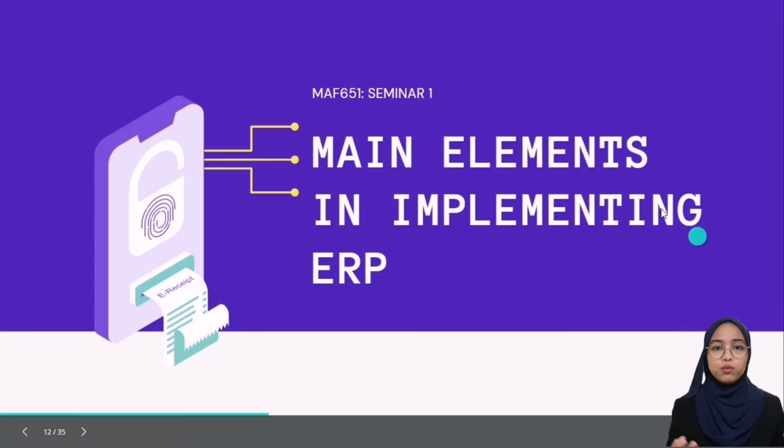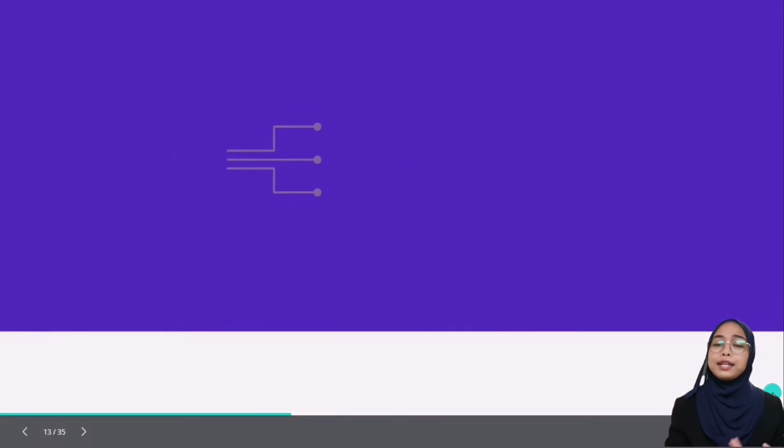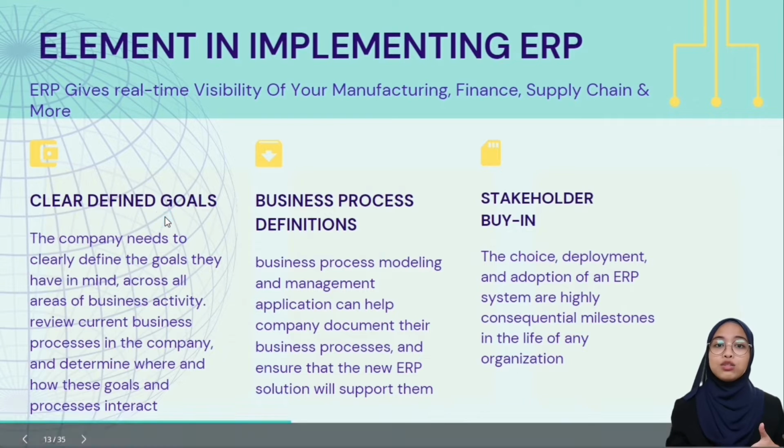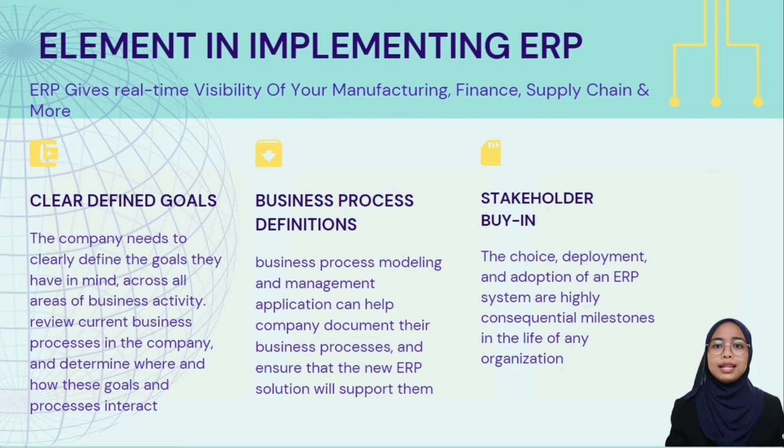Next, let's proceed with the next slide, which is the elements in implementing ERP. The first element is clearly defined goals. The company needs to have clearly defined the goals that they have in mind across all areas of business activity. It also needs to review current business processes in the company and determine where and how these goals and processes interact. The second element is business process definition.